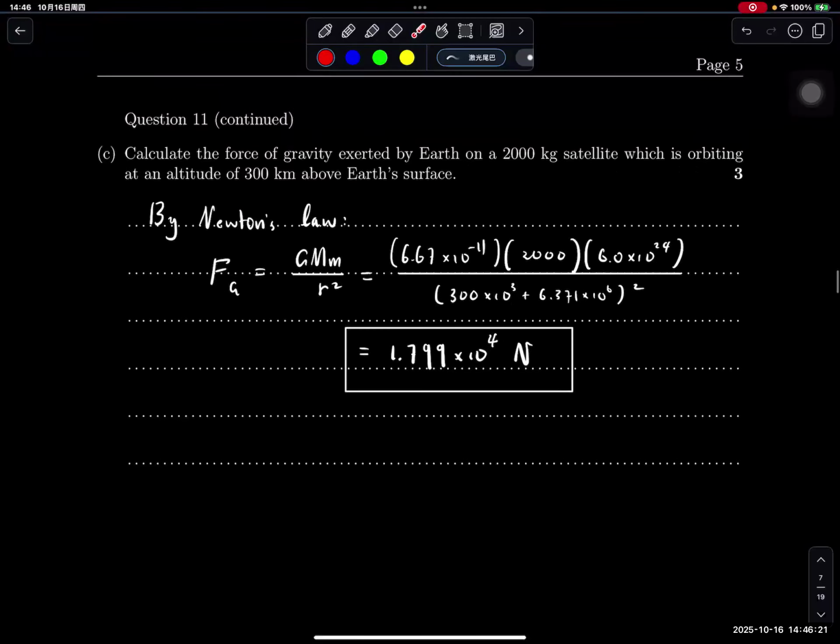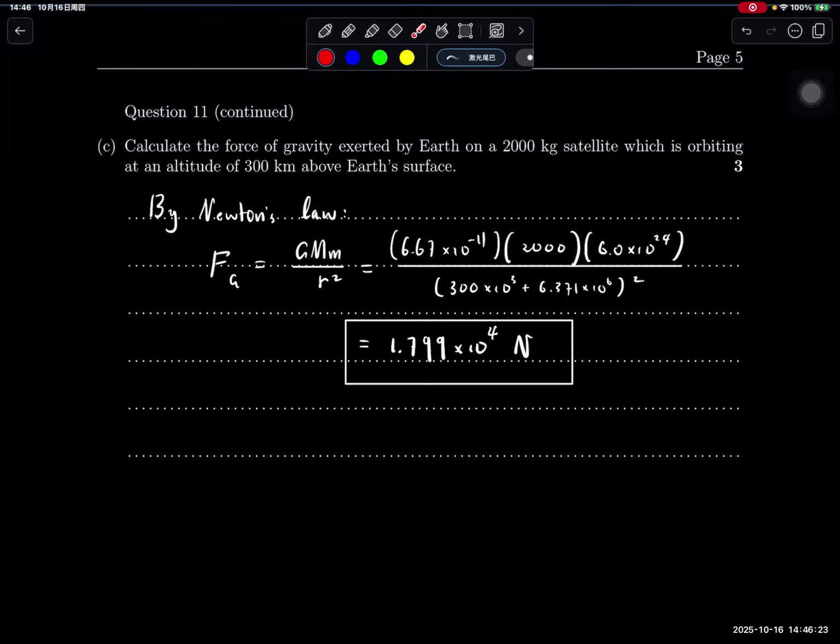Question C: calculate the force of gravity exerted by Earth on a 2,000 kilogram satellite, which is orbiting at an altitude of this much above the Earth's surface. Okay, which is substitution of values into Newton's law. Very easy.